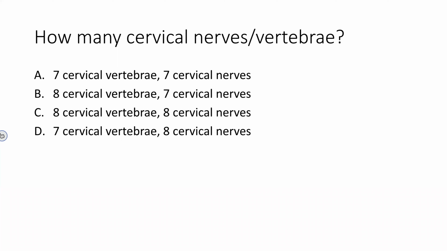So how many cervical nerves and vertebrae are there? This is something that you hopefully already know. It's 7 cervical vertebrae and 8 cervical nerves because C1 goes over the vertebrae. Because it comes up over and then it goes under, if you get what I mean. And that's the end of it.